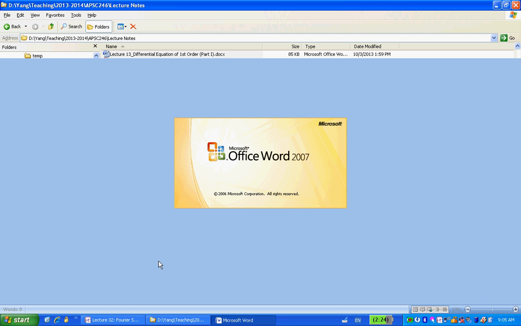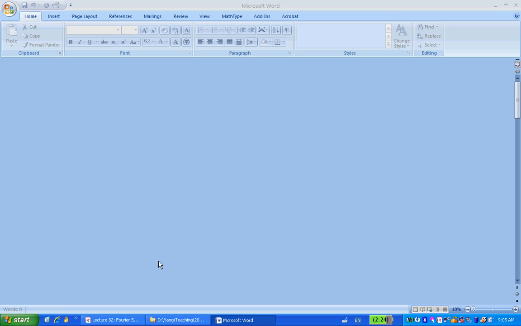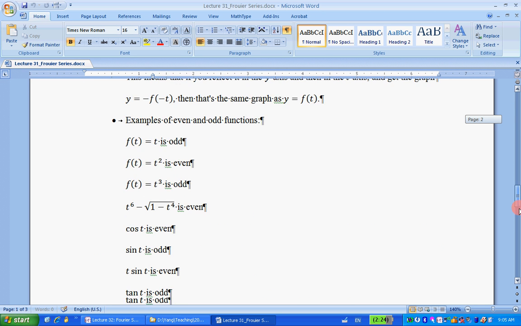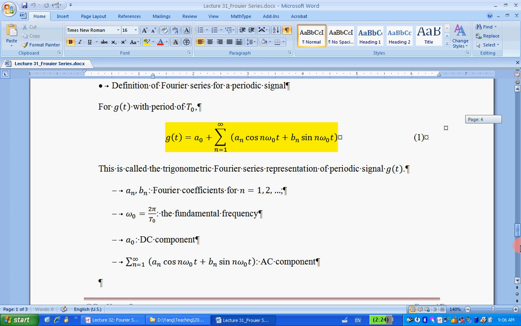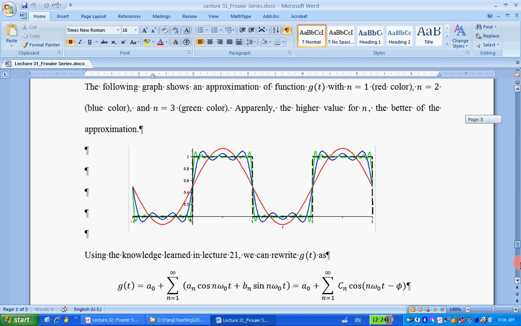So essentially, you're trying to approximate the original periodic function using a number of terms of the sums of sine and cosine here, right? If you use infinitely many, you have exactly the same function. But if I use a limited number, then I would be able to observe some difference. So this is the little graph right here. You see this black one here is the original g of t.